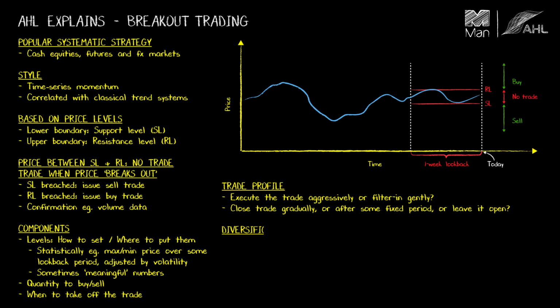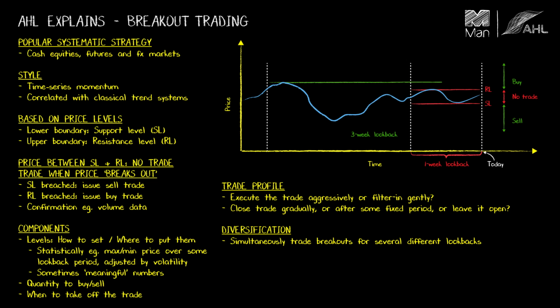Now diversification is as important here as anywhere else, and so rather like standard momentum systems, we can overlay multiple breakout systems and catch some diversification. For example, I could include a 3-week look-back period, shown here by these green lines, and this would give me additional support and resistance levels.